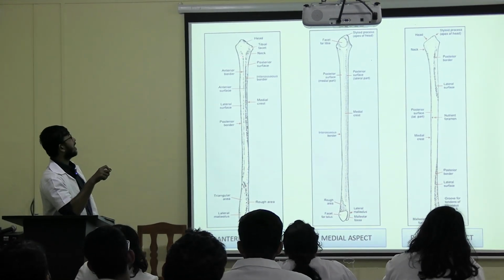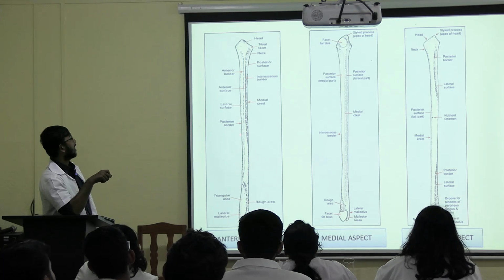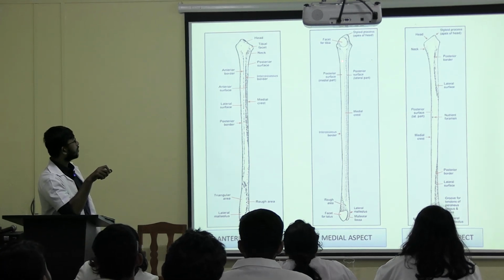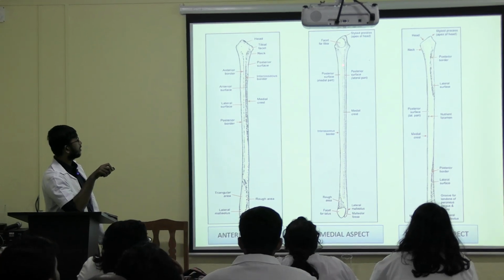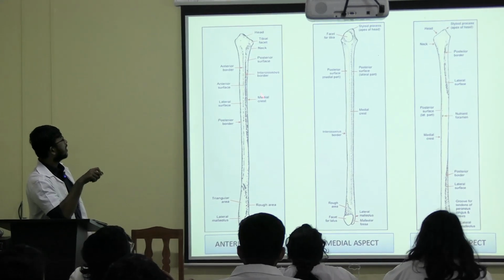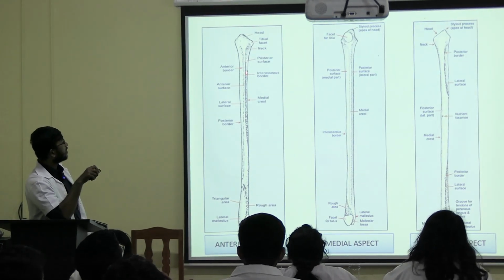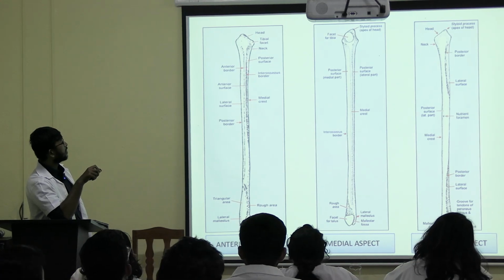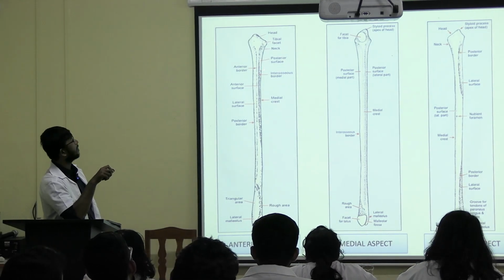See, there is the anterior border and there is an interosseous border. And posteriorly there is another border, the posterior border. See, the anterior border and the interosseous border are in close proximity, almost a 2 to 3 millimeter gap.